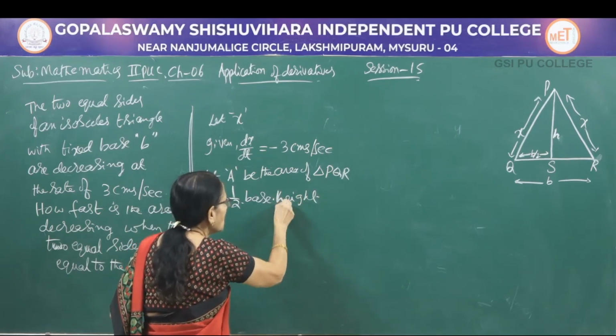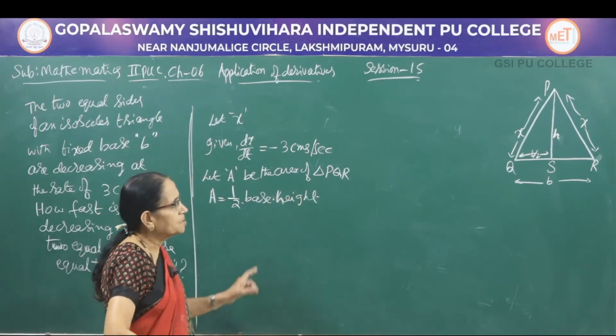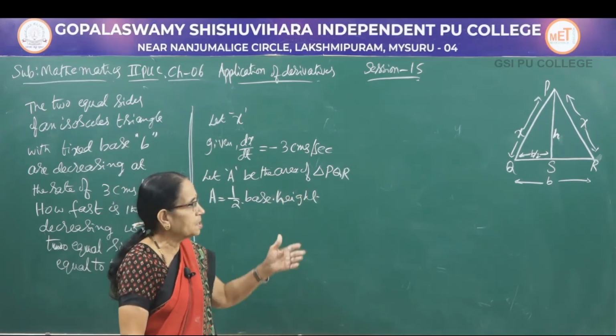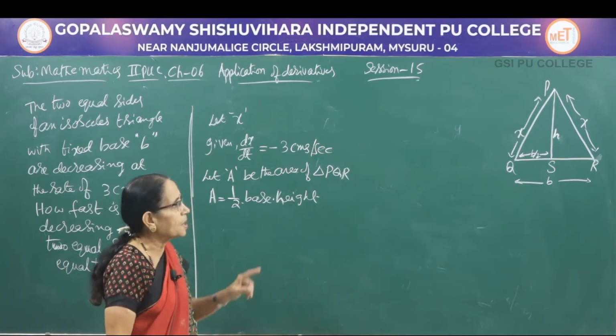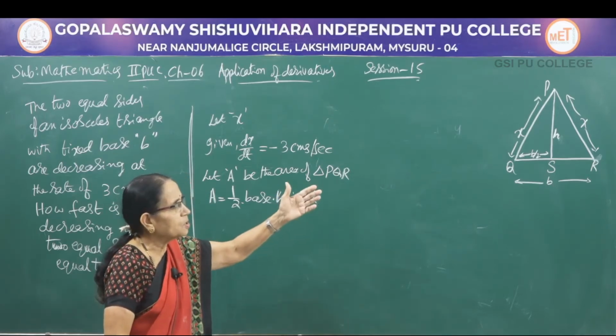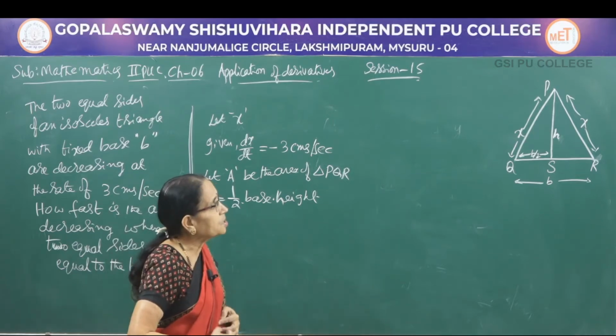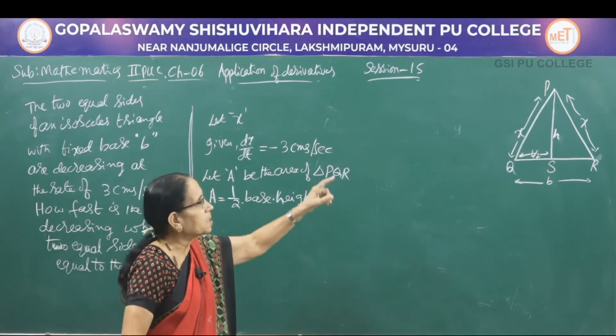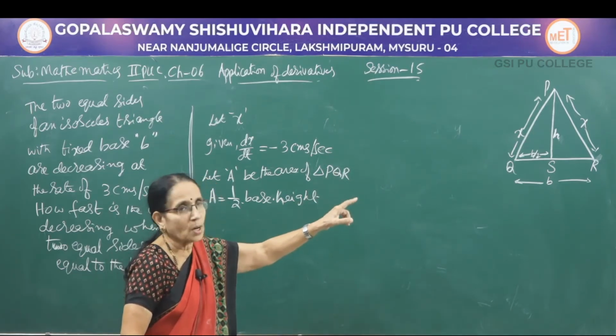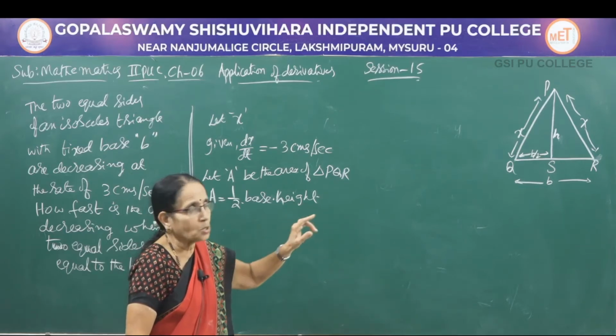Now, half into base into height. See here, base is given, that is B. So, height has to be calculated, isn't it? Which I have denoted as h here. How to find it? See what construction I have done here. I have drawn a perpendicular from P to QR. PS has been drawn perpendicular to QR.